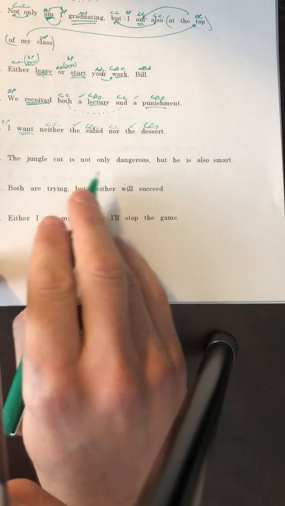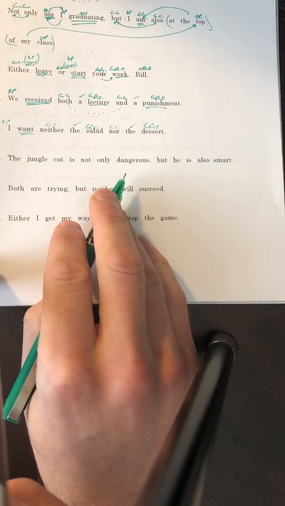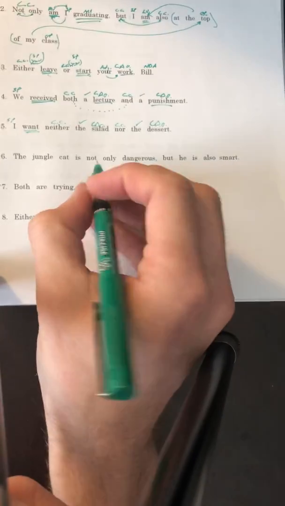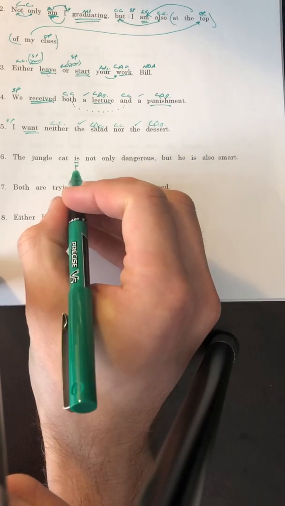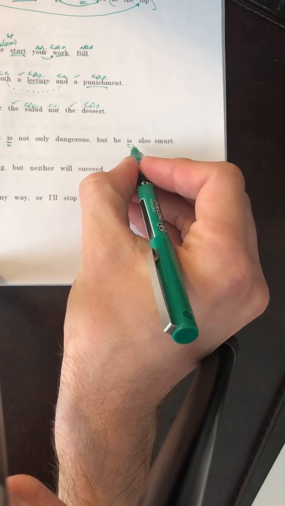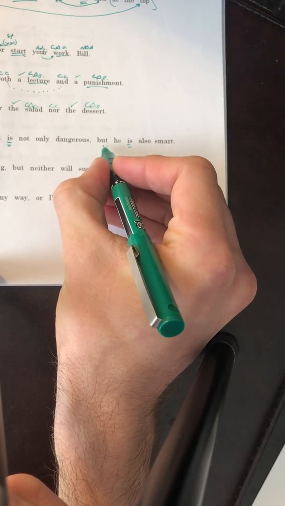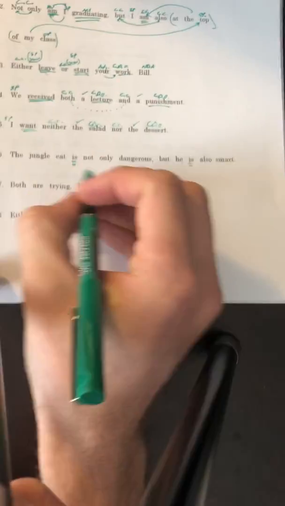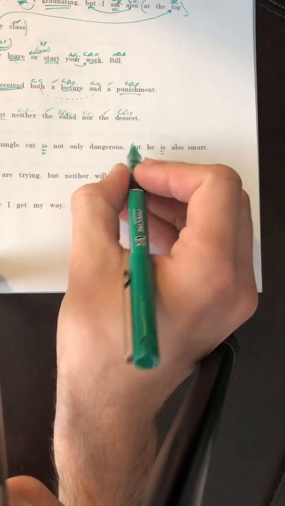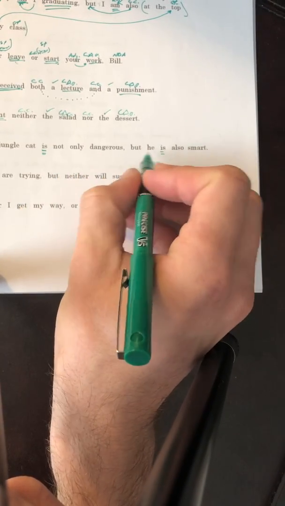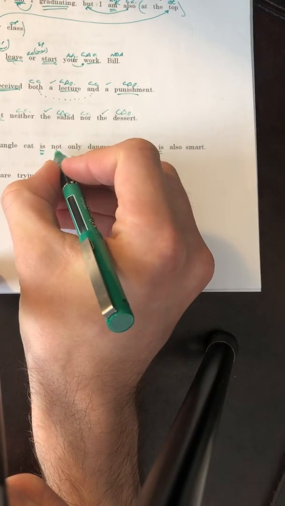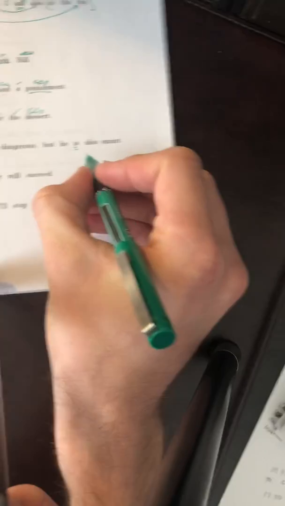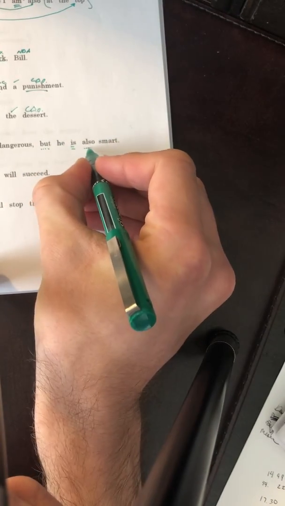Now, the jungle cat is not only dangerous, but he is also smart. Now, is here is the verb. Okay, notice that we do have two clauses. A clause is a group of related words with a subject and a verb. Is and is, right? Comma and then but. Okay, now in this case, the comma and but are part of this correlative conjunction, but that also is able to join clauses. So I'm just going to do a dotted line just to make us see this very clearly. The but and here is the also.